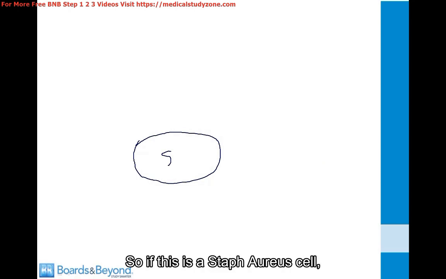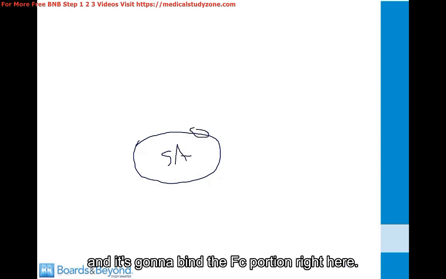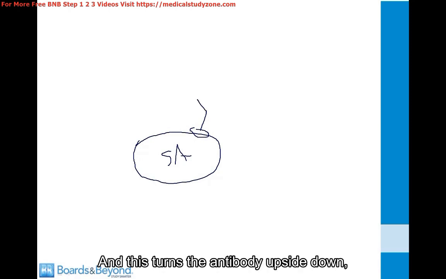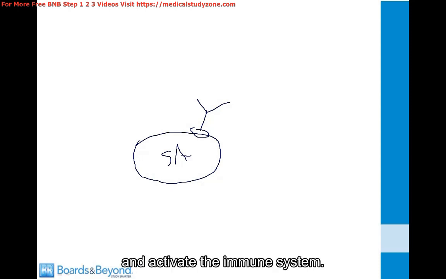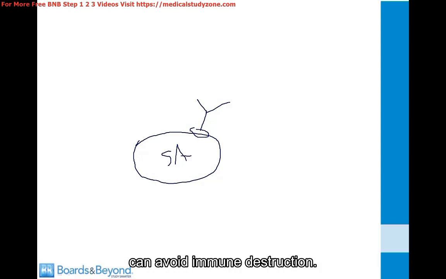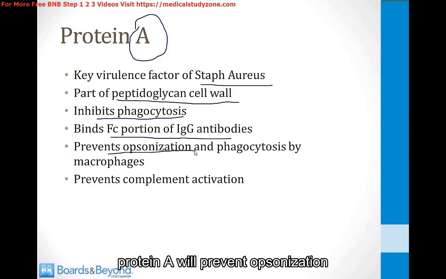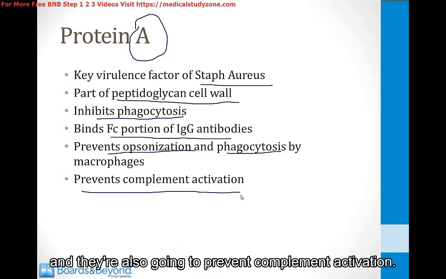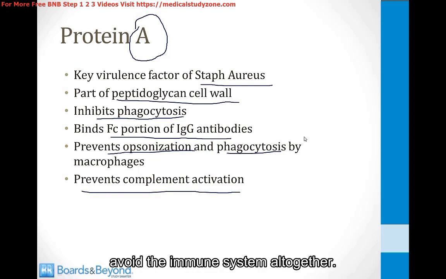So if this is a Staph aureus cell, it's going to have this protein A sitting on its surface here, and it's going to bind the Fc portion right here, and this turns the antibody upside down, and therefore it's not able to attach to the cell and activate the immune system. This is part of the way by which Staph aureus bacteria can avoid immune destruction. So through binding of the IgG antibodies upside down, protein A will prevent opsonization and phagocytosis by macrophages, and it's also going to prevent complement activation. The net result is that this helps the bacteria avoid the immune system altogether.